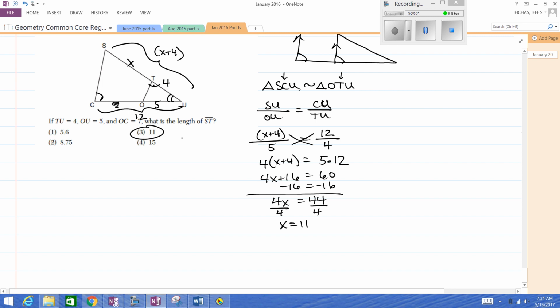Be really careful on the matchups, okay? You would think you'd have 12 over 5, but that's not how it works when they flip this figure. It's 12 corresponds to 4. 12 does not correspond to 5, so you got to be really careful in this setup. That's why this similarity statement really saves you on some problems like this.